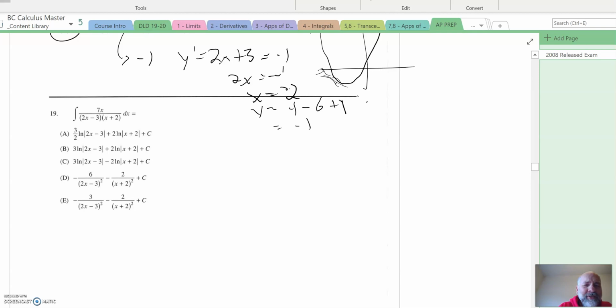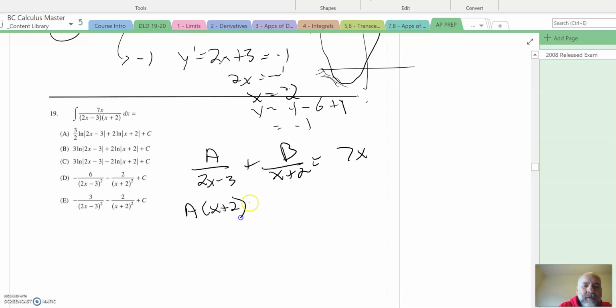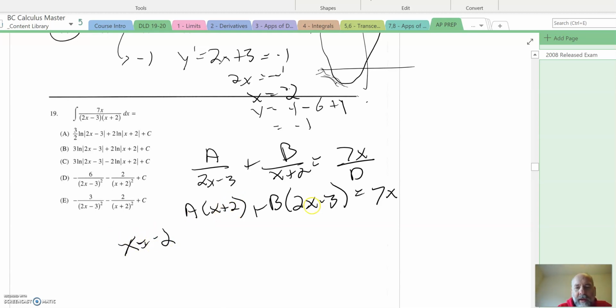19. Oh, partial fractions. Okay, and with a 2x, making it tricky for us. All right, so it's A over 2x minus 3 plus B over x plus 2 equals 7x over the denominator. So it's A times x plus 2 plus B times 2x minus 3 equals 7x. Let's make x equal to -2. So when x is -2, it goes away, so that's negative 7B equals 7 times -2, -14. So B is 2.